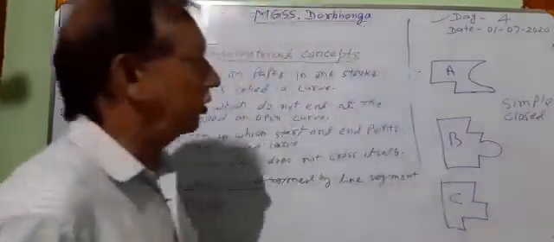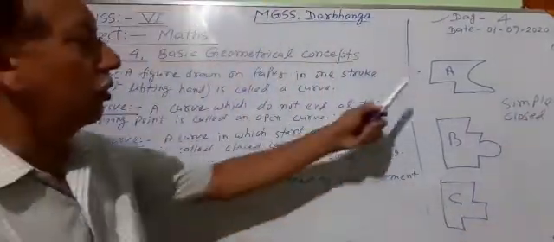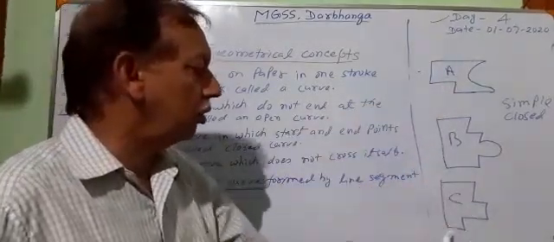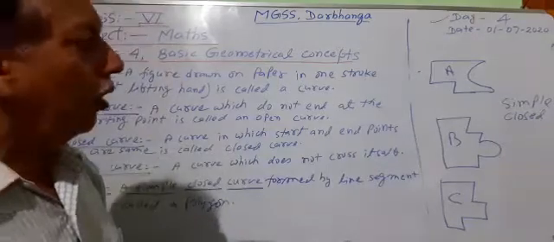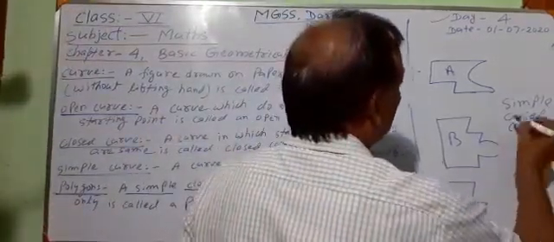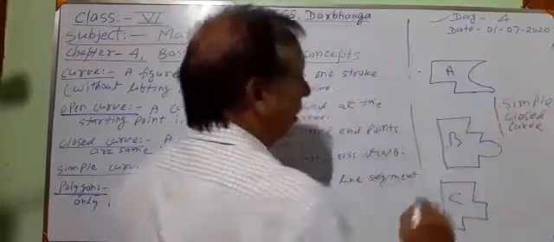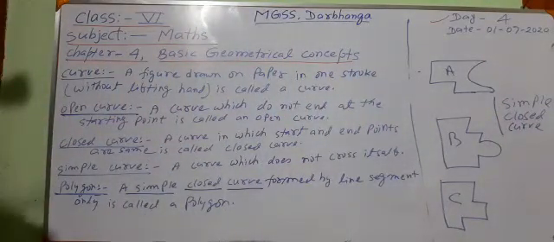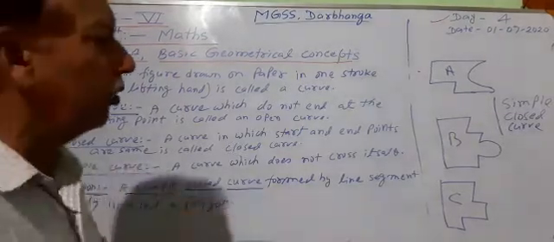And all the three can be drawn in one stroke. We have drawn each in one stroke. And so all are curves. Simple closed curves. Three conditions are fulfilled in all the three figures, A, B and C also. And the last condition is that it should be formed by line segments only.